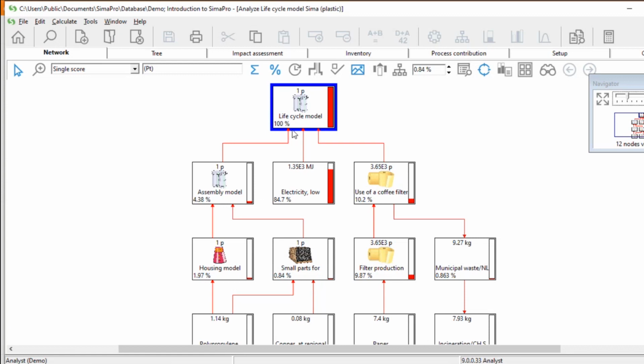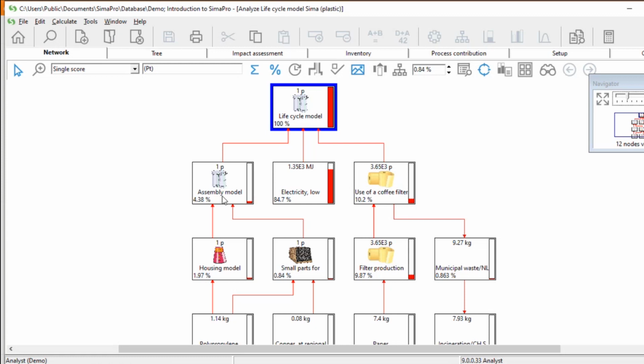Okay, so as you can see here, sometimes this cannot be 100%. So in those cases you need to click here. Make sure you click here so that you can get the results in 100%. Okay, so now in the single score, this is the percentage.